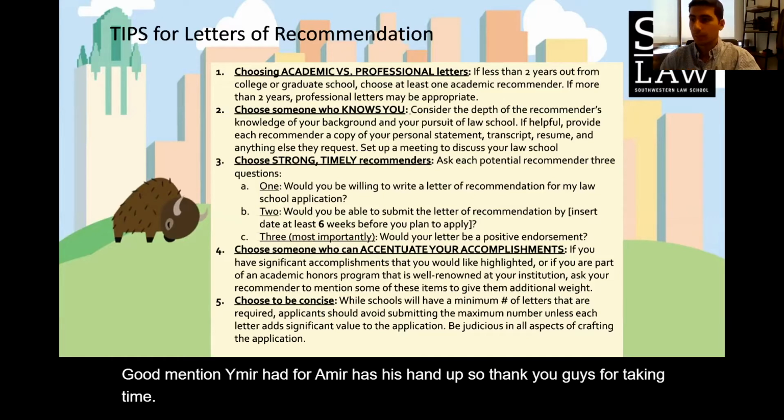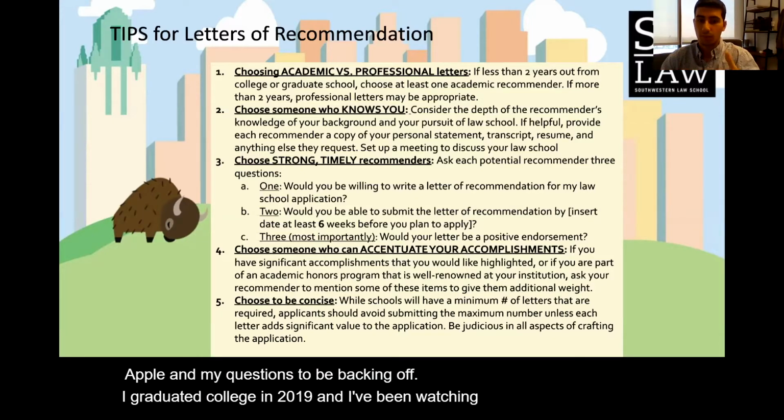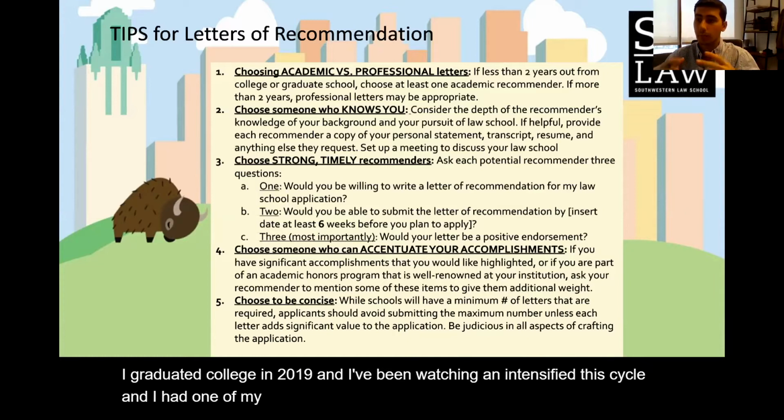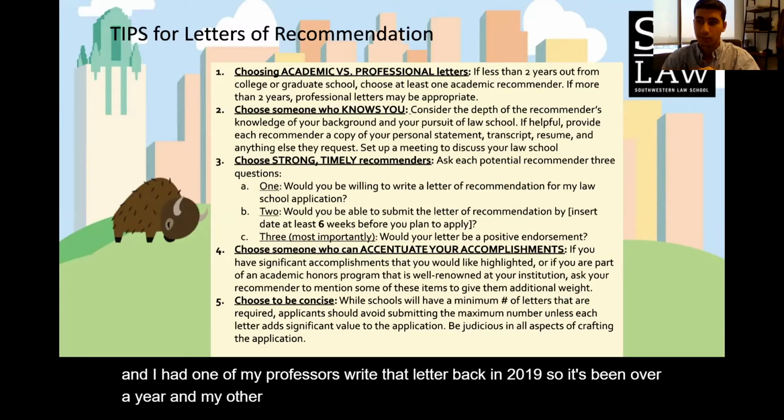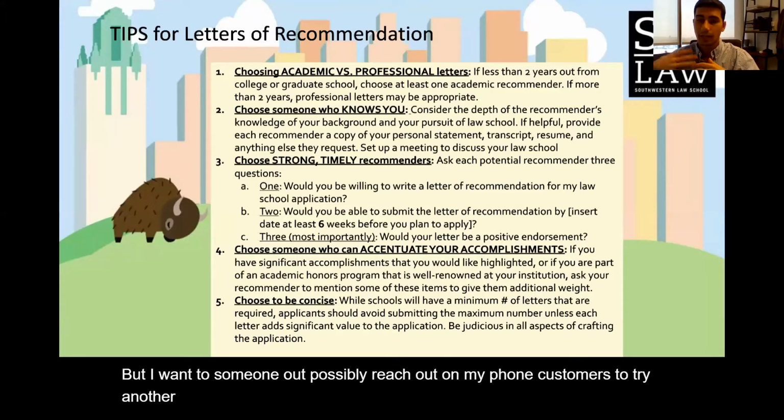And my question is just piggybacking off the mention of a year. So I graduated college in 2019, and I've been working and I intend to apply this cycle. And I had one of my professors write that letter of rec for me back in 2019. So it's been over a year, and my other 2 recommendations are professional recommendations. Would I want to sub one out and possibly reach out to one of my former professors to try to get another academic letter, since the one I have that is academic was written over a year ago?